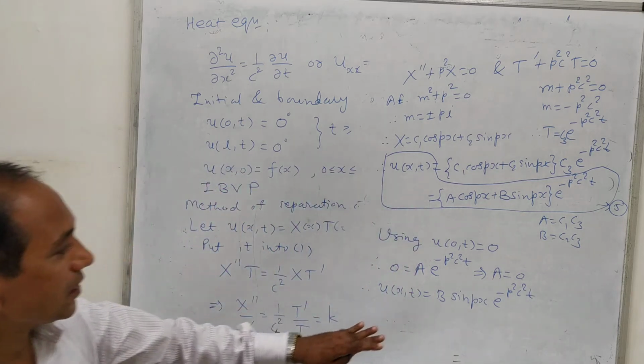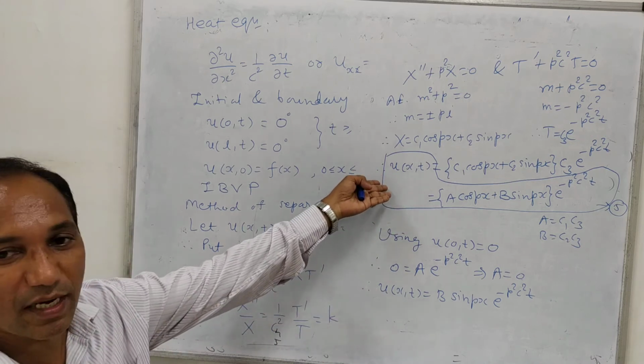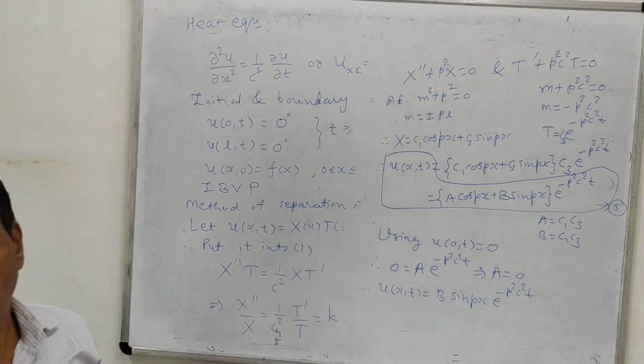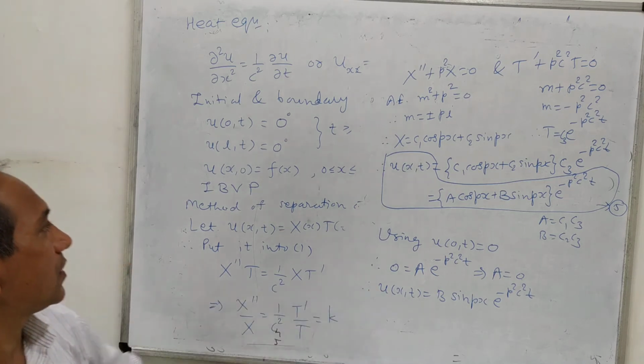Okay, are you clear with this? So whenever we obtain the values of a constant, at the same time we will put its value, so our solution will become a new form, and we can continue with this new solution.